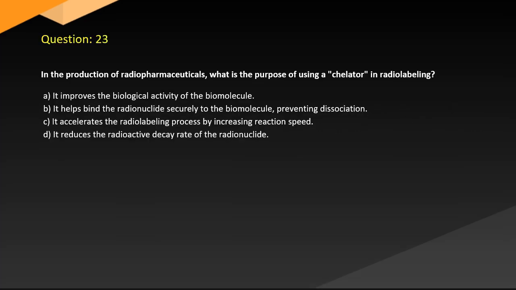Question 23. In the production of radiopharmaceuticals, what is the purpose of using a chelator in radiolabeling? A. It improves the biological activity of the biomolecule. B. It helps bind the radionuclide securely to the biomolecule, preventing dissociation. C. It accelerates the radiolabeling process by increasing reaction speed. D. It reduces the radioactive decay rate of the radionuclide.